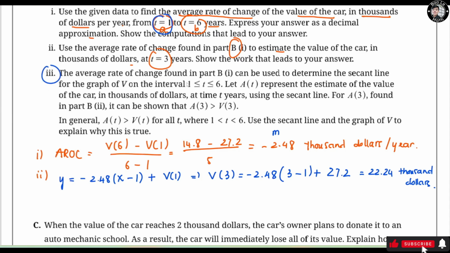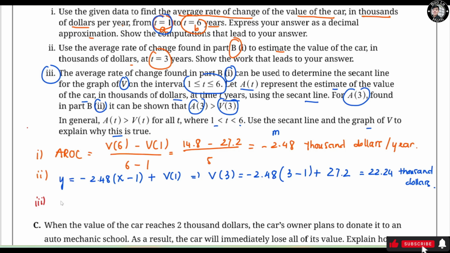Now question 3i. The average rate of change found in part B(i) can be used to determine the secant line for the graph of V on the interval 1 to 6. Let A of t represent the estimate of the value of the car in thousands of dollars at time t years using the secant line, with A of 3 found in part B(ii). It can be shown that A of 3 is greater than V of 3. In general, A of t is greater than V of t for all t between 1 and 6. Use the secant line and the graph of V to explain why this is true.